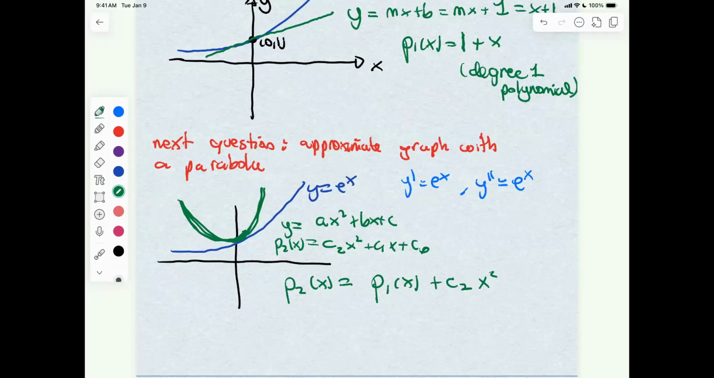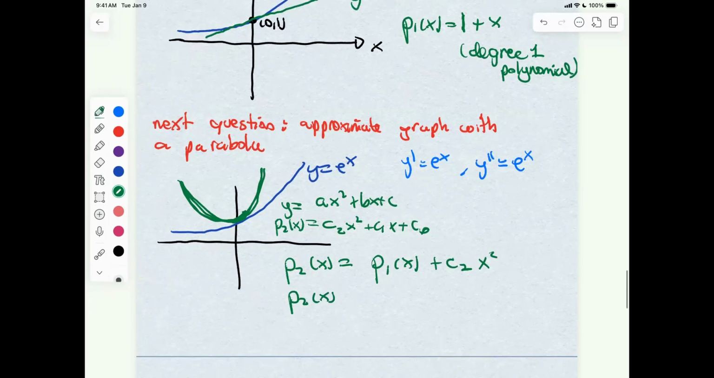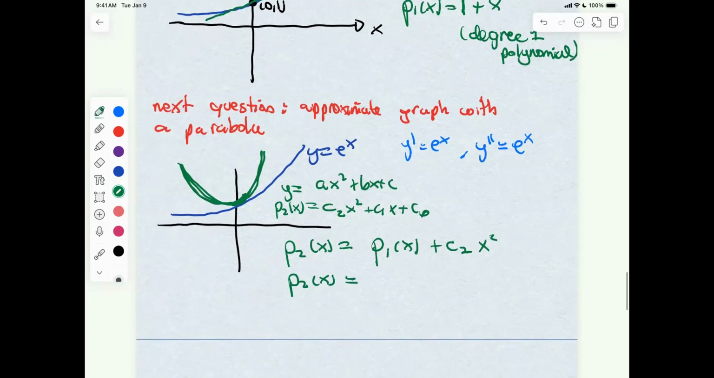Okay, so far so good, everyone with me? Okay, and then to determine this, we already know what P1(x) is in this particular case, right? It would be 1 plus x for this equation. So let me just put here 1 plus x.